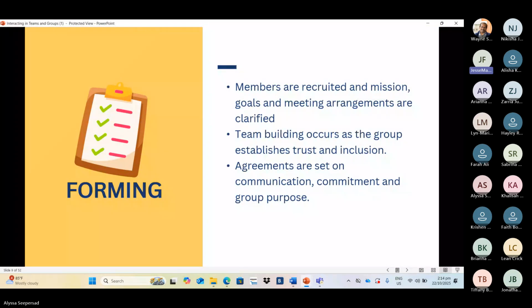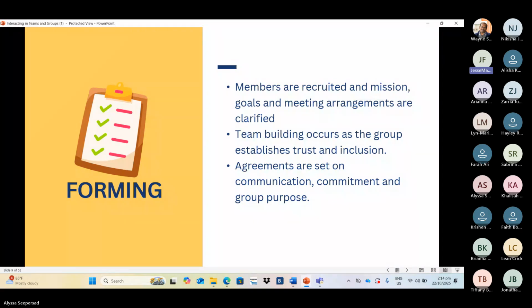The first stage of group development is forming. At this stage, members are recruited and you may ask various questions such as when will we meet or how will we communicate, what information do we need, and so forth. And all of these questions lead to missions, goals, and meeting arrangements being clarified. You find out the purpose of the group, what is the end goal, and why this group was formed. Team building occurs, you get to know each other, and trust is established between members.